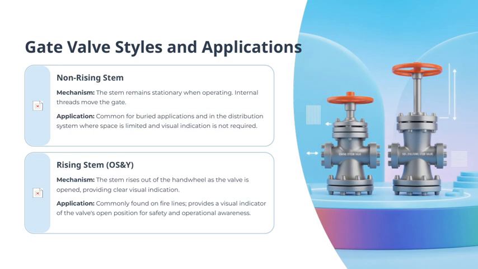On the other hand, we have the non-rising stem valve, which is often used in different applications. For example, in buried systems or areas with limited space, this type is more practical. Since the stem remains stationary during operation, it doesn't rise when you open or close the valve. Instead, the internal threads move the gate internally to control flow. Understanding these different styles helps us choose the right valve for each application, ensuring safety, efficiency, and ease of operation.